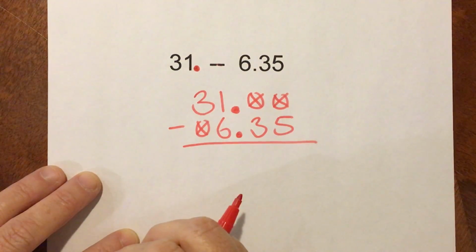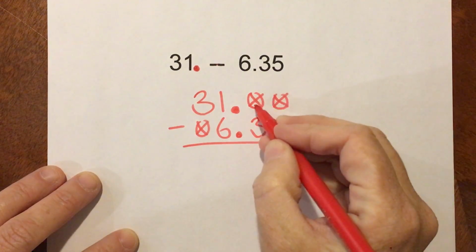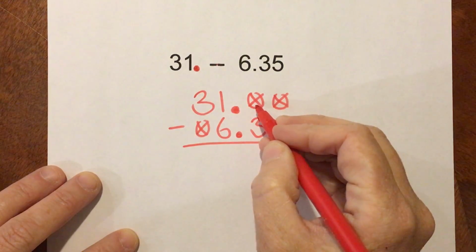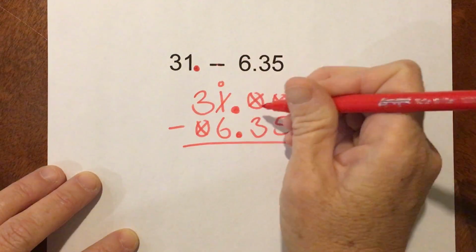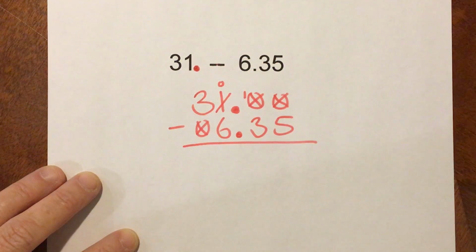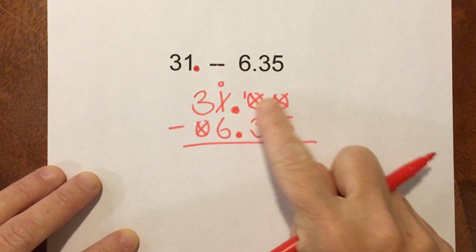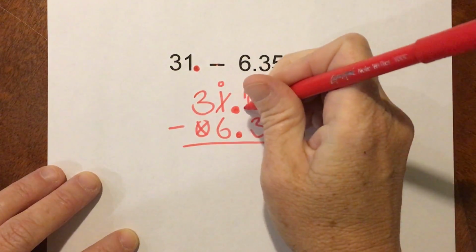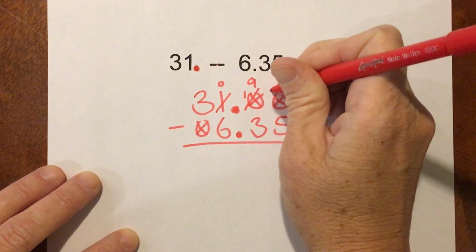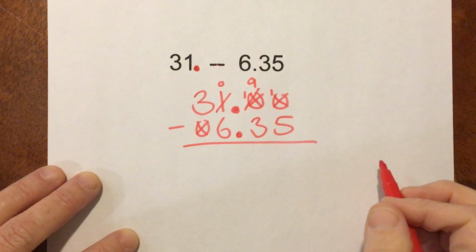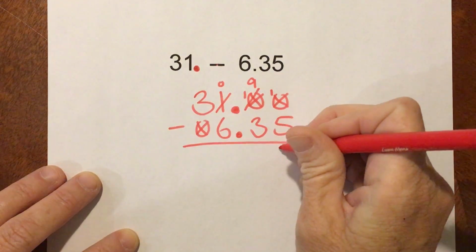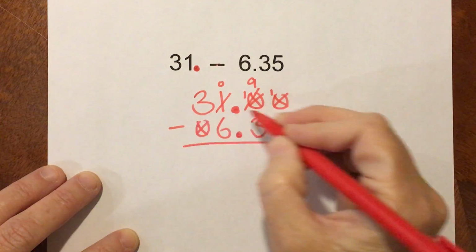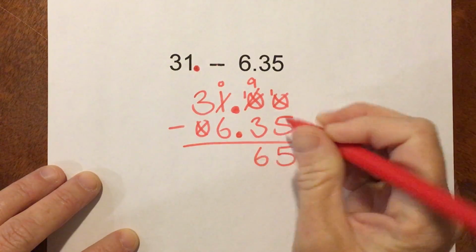0 take away 5 is not possible. So I come all the way here to borrow. He doesn't have anything. I have to go all the way here. This becomes a 0, and that becomes a 10. Okay, now this one can borrow from here. This one now becomes a 9, and he becomes a 10. Wow, that's a lot of borrowing. 10 take away 5 is 5. 9 take away 3 is 6.